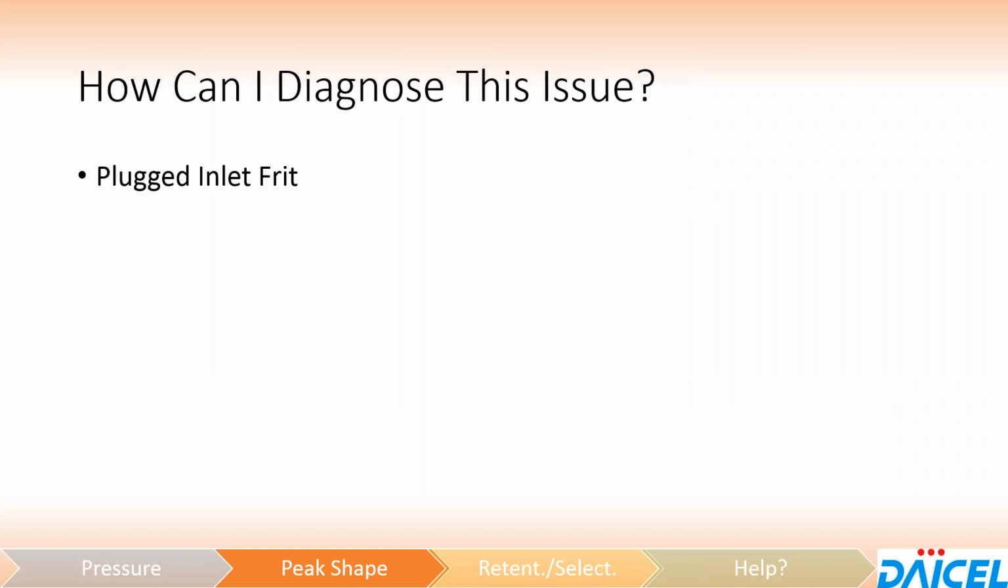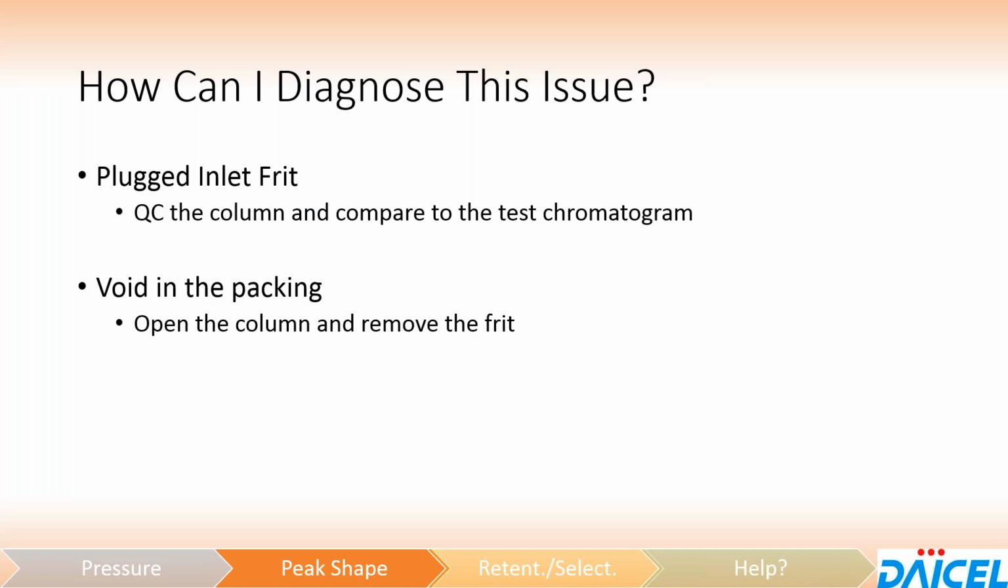So how can you diagnose this issue? I won't spend too much time on the plugged inlet frits. Again, it's the same as it was for the pressure issues: QC the column, compared to the test chromatogram. For voids in the packing, unfortunately, there's not a really good test for that other than opening up the column and removing the frit. When you remove the frit, it's pretty apparent that you have some kind of void that has formed near the head of the column.